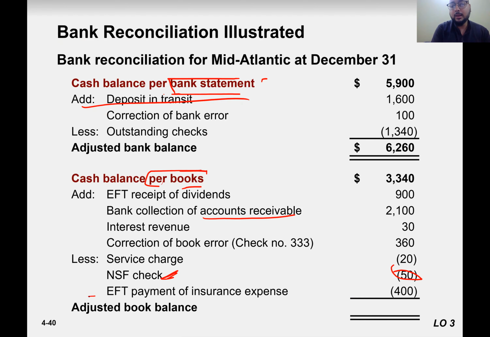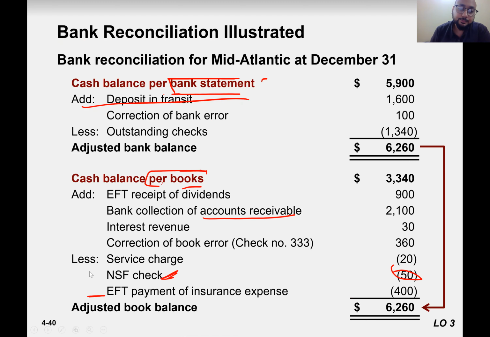And all the EFT payments. Answer is 6260. It means there is no error. There is no error plus there is no fraud. Otherwise, this is a case of fraud or maybe human error.